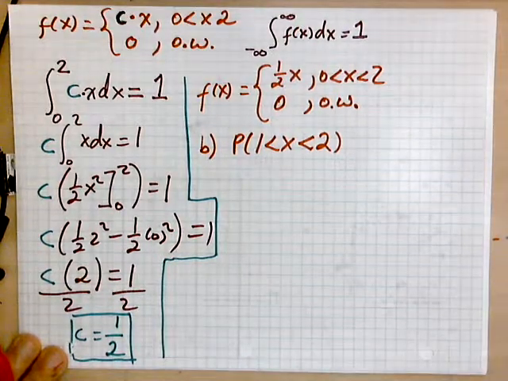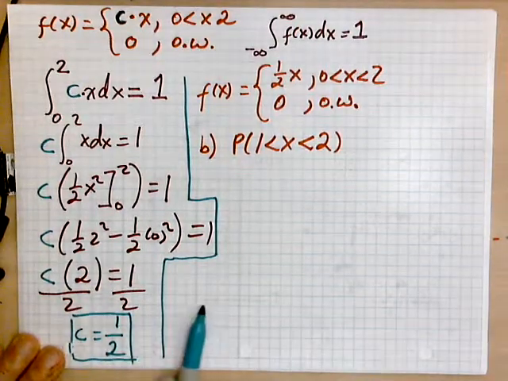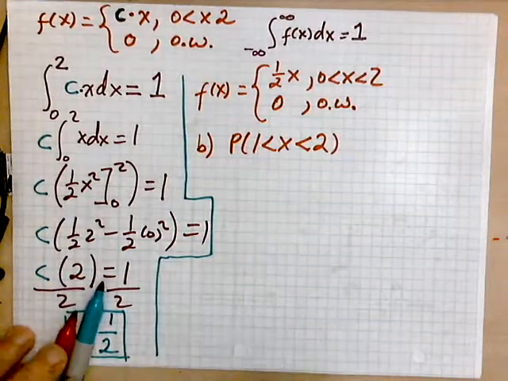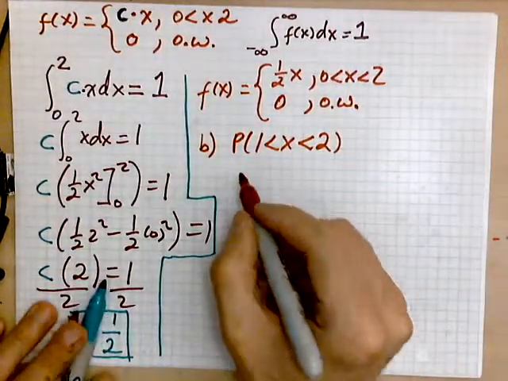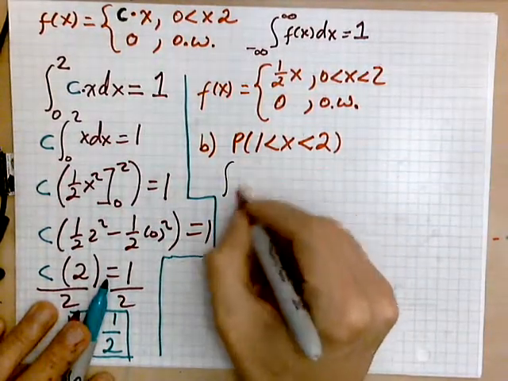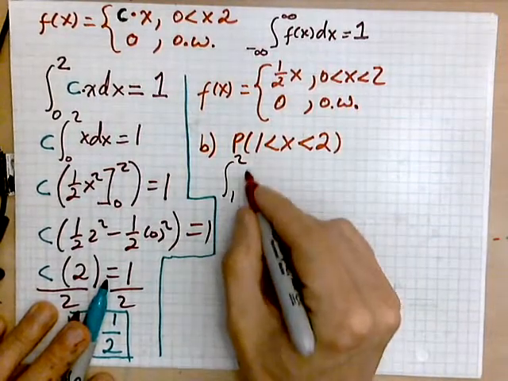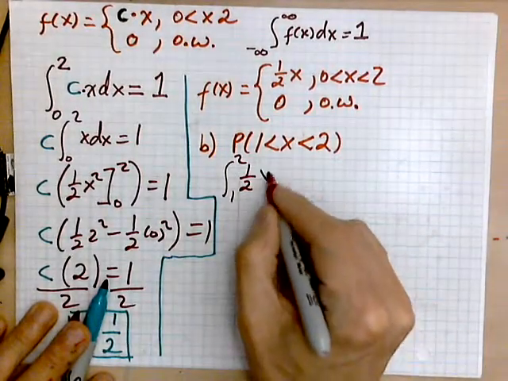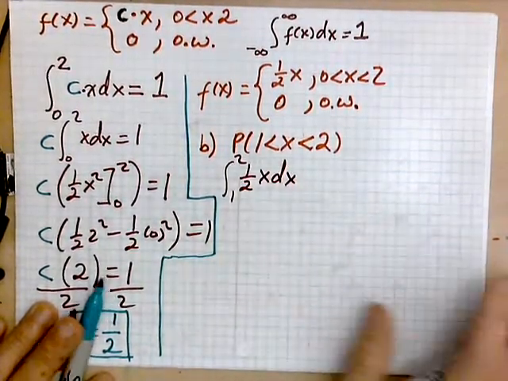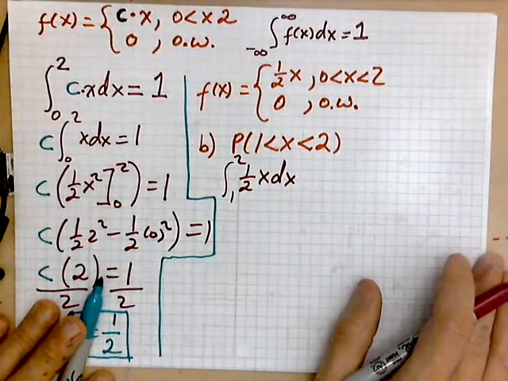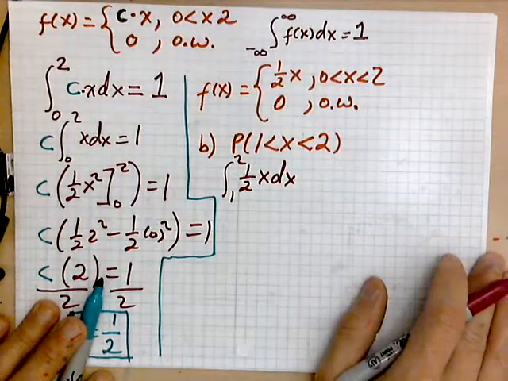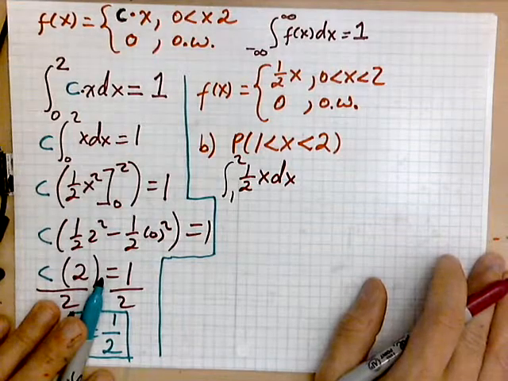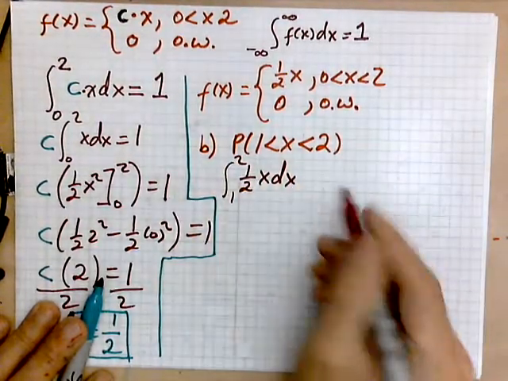Well, we simply integrate. Okay, so this is what we're going to do. Set up our integral from 1 to 2 of the function. So it looks like this. And this will tell us the area between 1 and 2 under the curve. It's also equal to the probability that x is between 1 and 2.